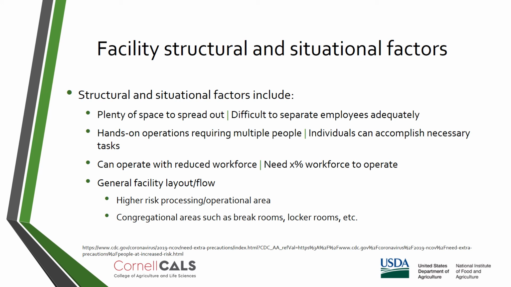And then general facility layout and flow. So you probably have areas in your facility where there are some higher risk areas as far as direct contact goes. And then you also have areas that are meant for congregational activities like break rooms and locker rooms. So thinking about what you need to do to adjust those structural and situational factors to make your risk of direct contact low is going to be important. And again, you may have a huge break room and it's never full, and you need to spread people out, and it's easy to do. Whereas you may have a small break room and everyone usually shares tables, and we need to get creative with different strategies to avoid direct contact. So evaluating situations there is helpful.